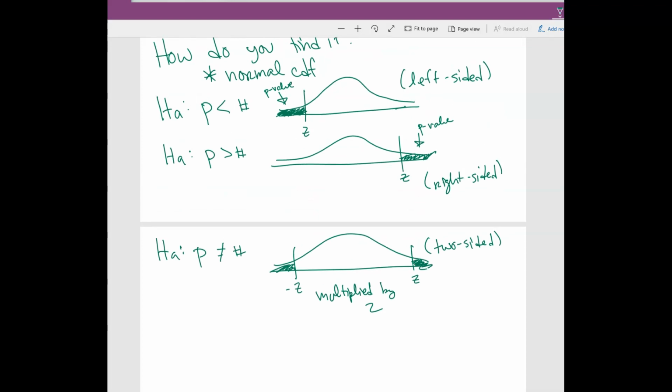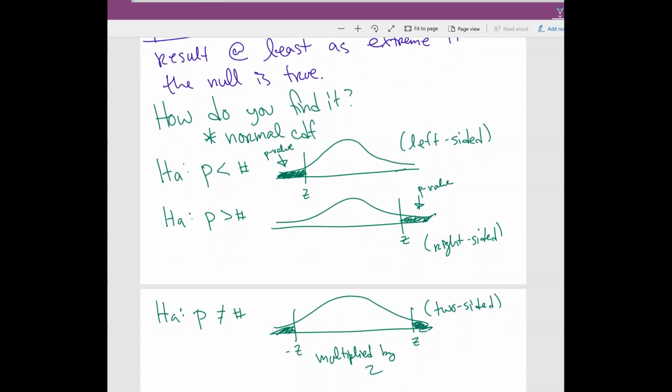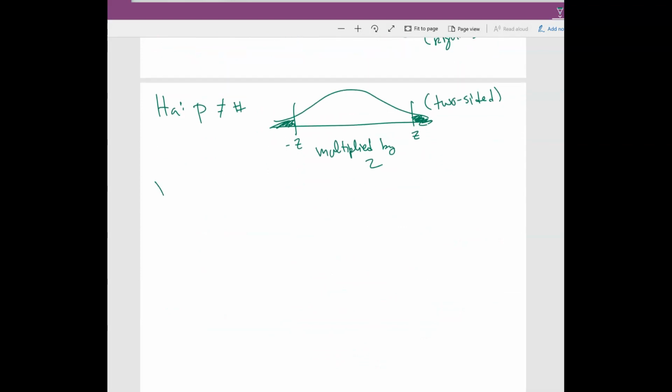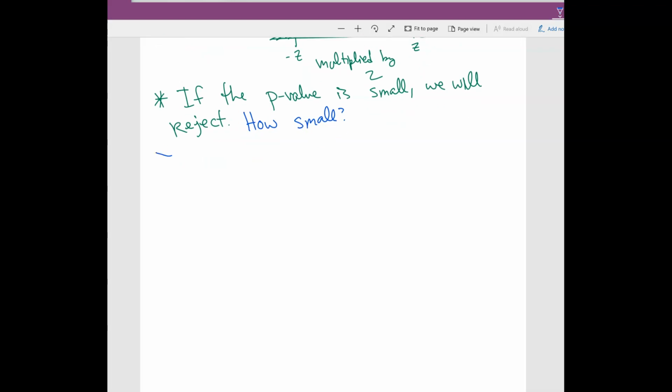Now, you're wondering how small it should be. We know that we're going to find this p-value using normal CDF. Now the question is, how do I know I'm going to reject? How do I know what's small? The way that we do it is, if the p-value is small, we will reject. So how small do we want it? It has to be smaller than the significance level.